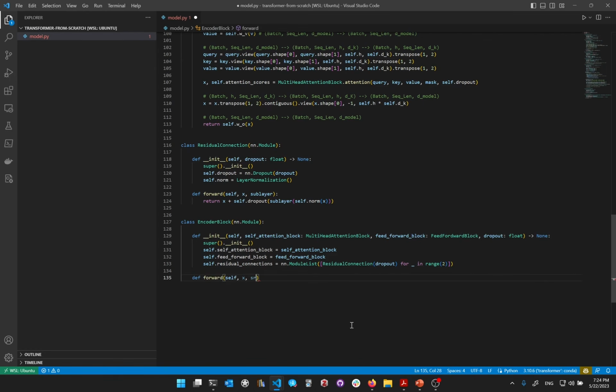I define the source mask. What is the source mask? It's the mask that we want to apply to the input of the encoder. And why do we need a mask for the input of the encoder? Because we want to hide the interaction of the padding word with the other words. We don't want the padding word to interact with other words. So we apply the mask.